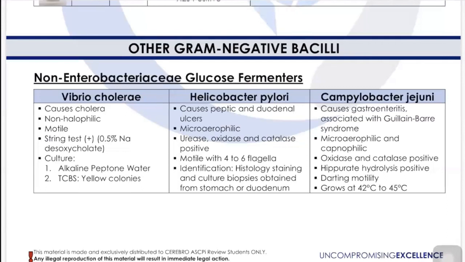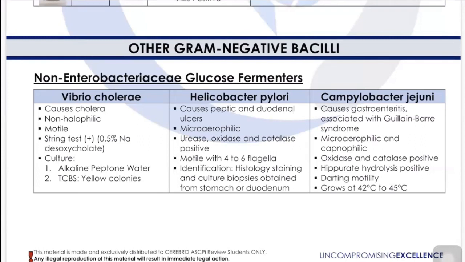Let us first start with Vibrio cholera. Of course, it is the causative agent of cholera because of its toxin, the choleragen. Because of that toxin, the manifestation of cholera is diarrhea, which is characterized by having rice watery stool. Vibrio cholera is non-halophilic in contrast with other members of Vibrionaceae. When you say halophilic, the organism requires high salt concentration. However, not all of them are halophilic, and one of which is Vibrio cholera.